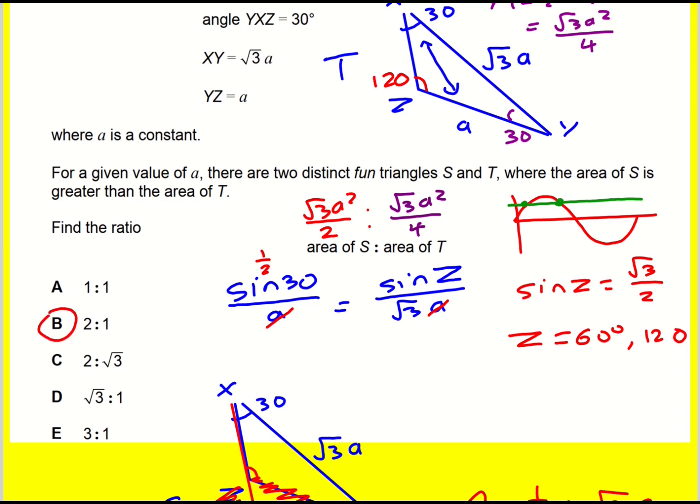Now, alternatively, you can divide through by A squared, root 3 over 2 to root 3 over 4. You can divide through by root 3. You can times through by 4, which again gives us 2 to 1.